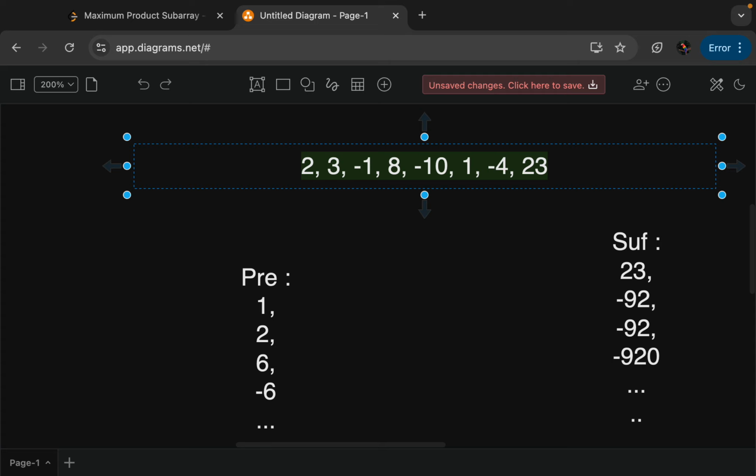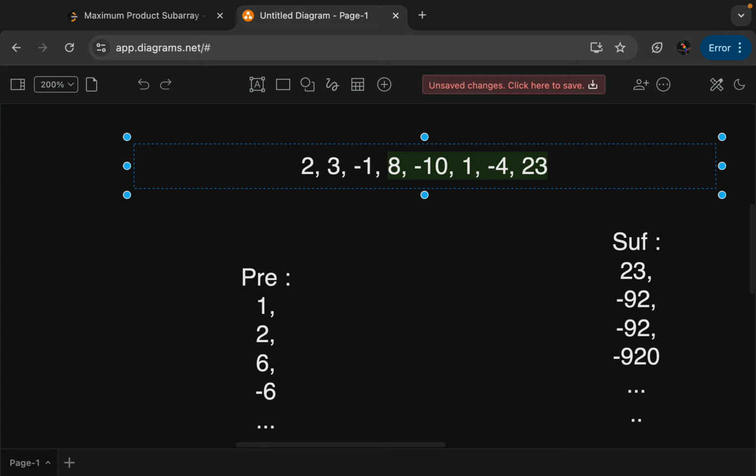So the third thing that we need to cover is odd numbers of negatives. For that we need to find all the prefix of each element. It could be this, it could be this, and we need to find the maximum of these prefixes and suffixes, considering that prefix and suffix include the entire array as well.